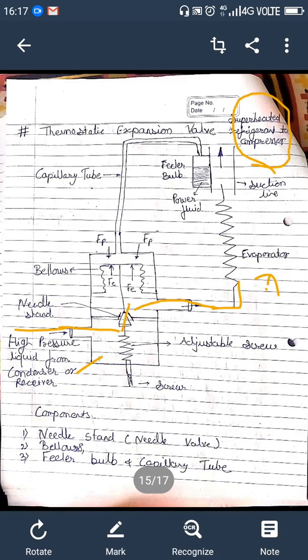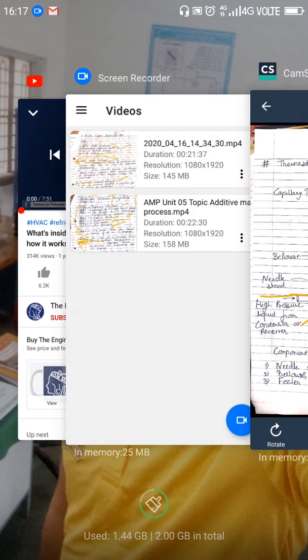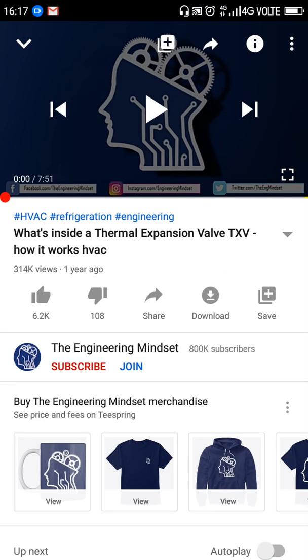Now I am going to show you how this thermostatic expansion valve works in practical life. So we are coming here.